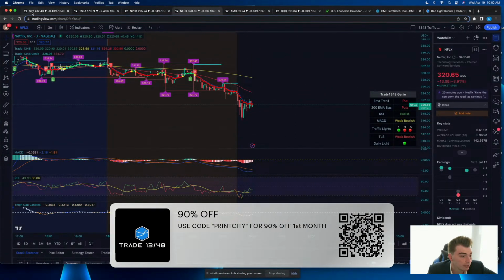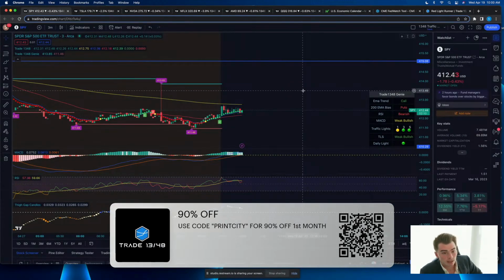Netflix, the spreads are big. The thing can move $3 in 2 seconds. Netflix is like the new Tesla, bro, like how Tesla used to be when it was a $1,000 stock. That's how Netflix feels now. It's like trading futures. It's crazy.